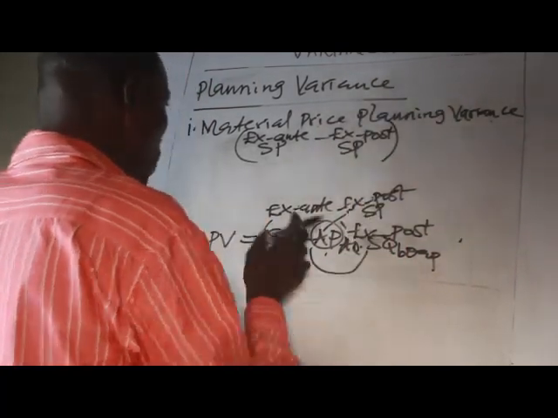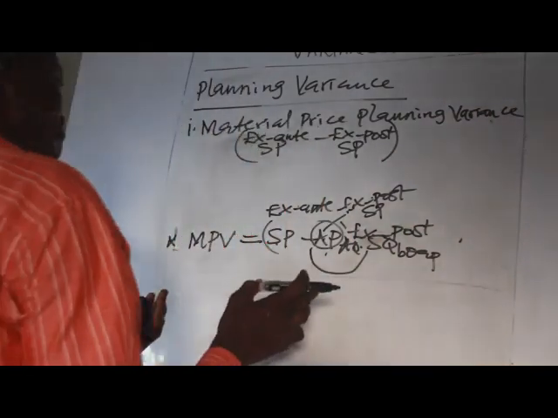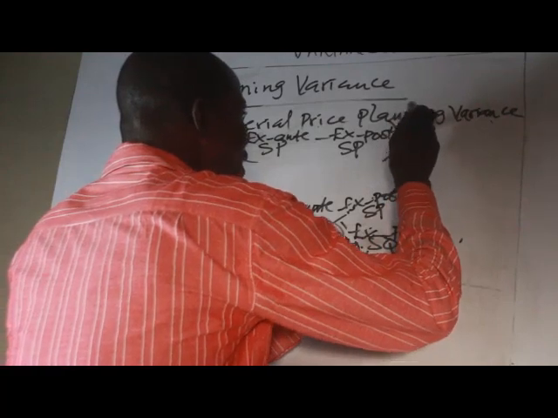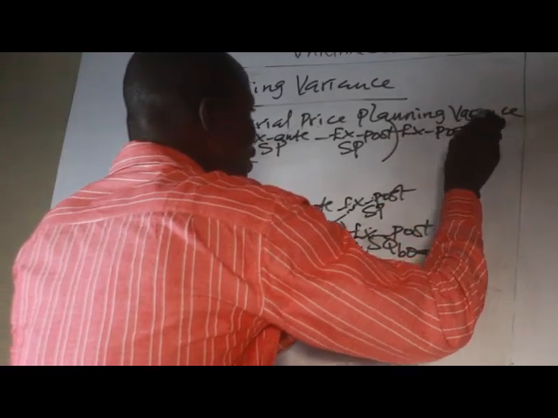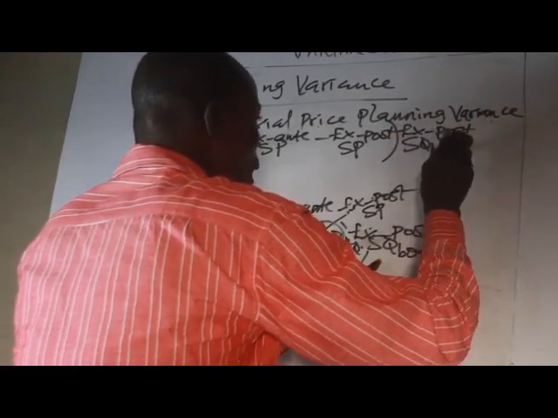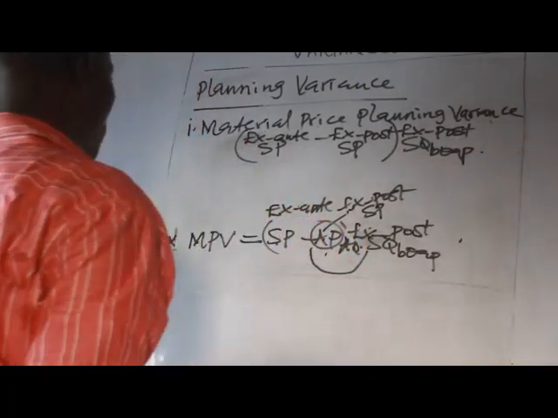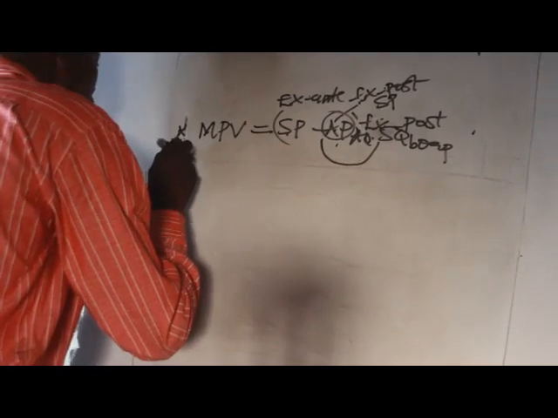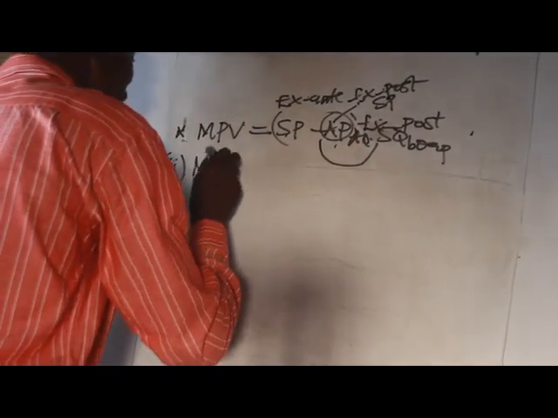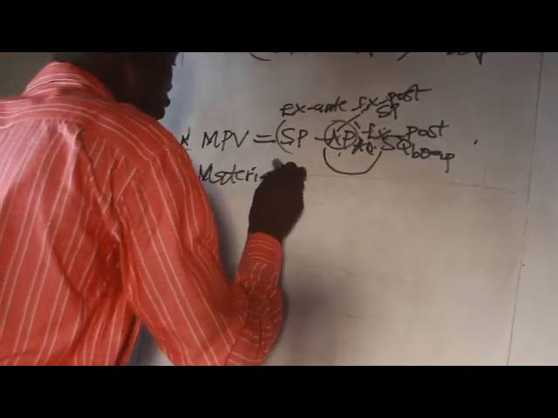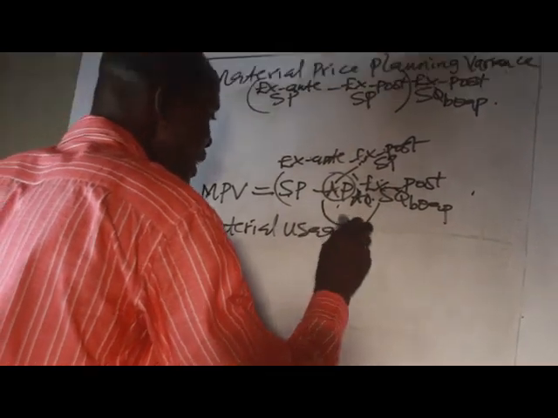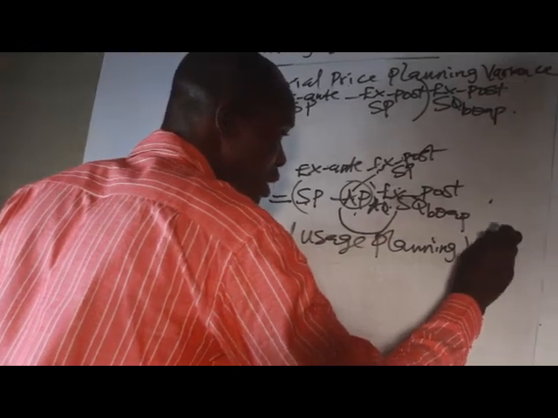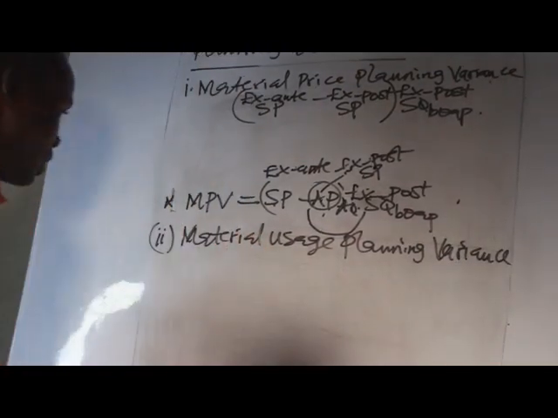Remember, I've told you that you are comparing ex ante with ex post in planning variance. Multiply by ex post standard quantity, ex post standard quantity based on actual production. Material usage operational planning variance. Material usage planning variance.